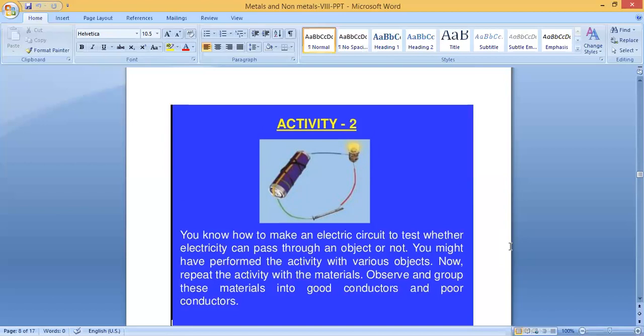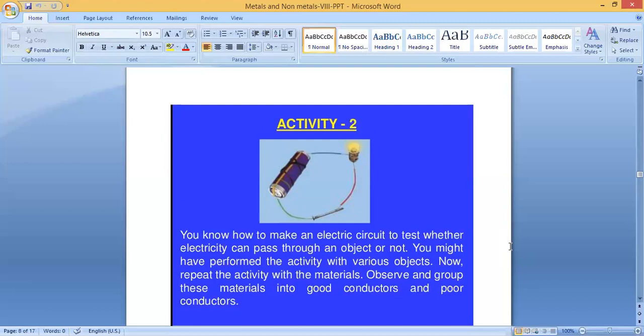Clear? So you know how to make an electric circuit to test whether electricity can pass through an object or not. You might have performed the activity with various objects. Now repeat the activity with the materials, observe and group these materials into good conductors and poor conductors. That's the reason I said the iron nail is a good conductor, because it will allow the passage of electricity or heat.